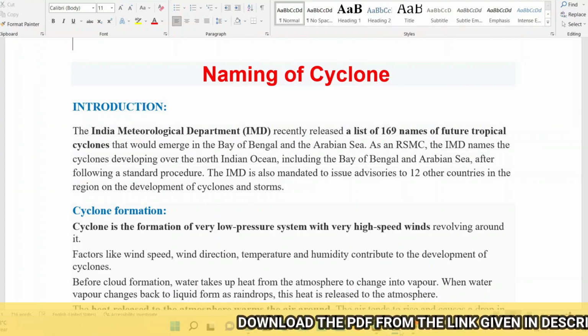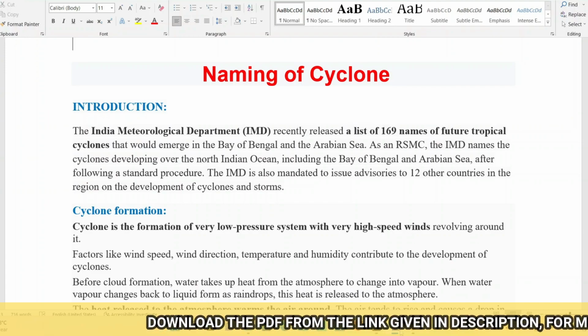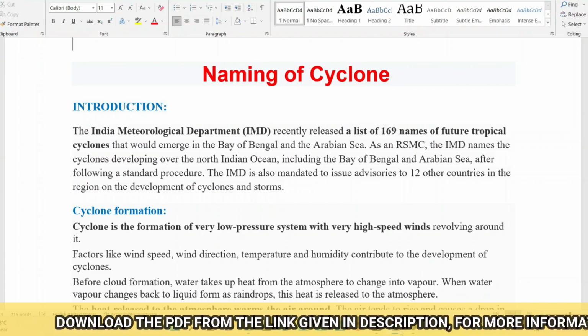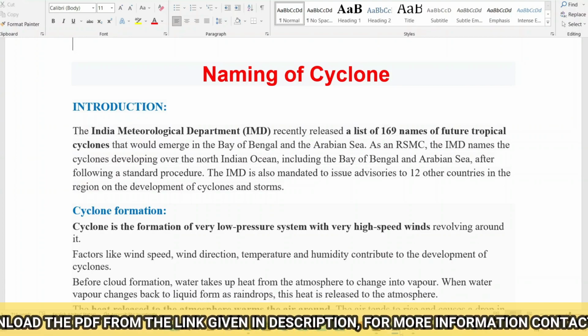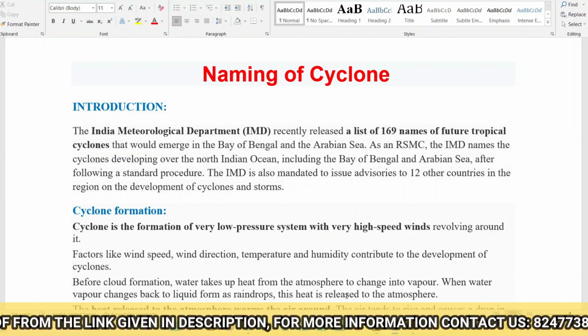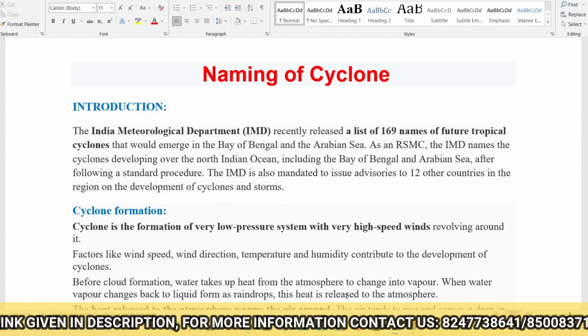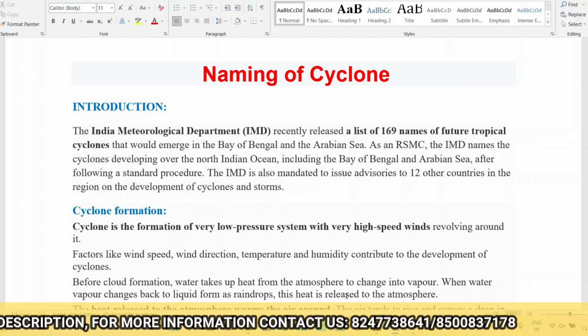In this series, as part of geography, today we are going to discuss the topic of naming of cyclones. The topic name is naming of cyclones. Let's see the intro about the naming of cyclones.